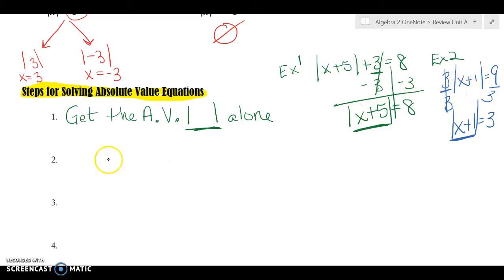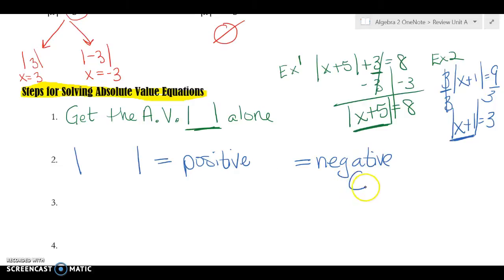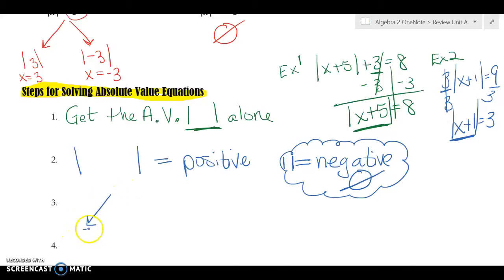That's the first step. The second step is to see, does your absolute value equal a positive? If it does, it keeps going. But if your absolute value equals a negative, you are done. This is a no solution problem. So you move everything on the outside, you check to see if it's positive, and if it's positive, then you break down your two equations to equal a positive number and then the negative number.